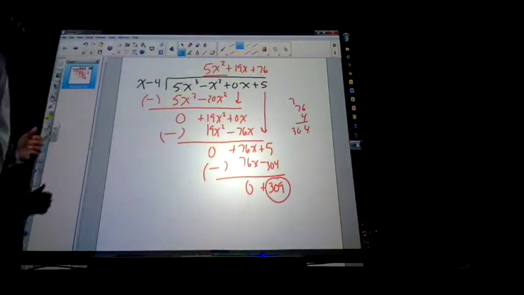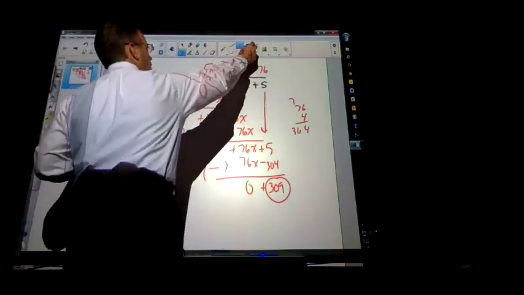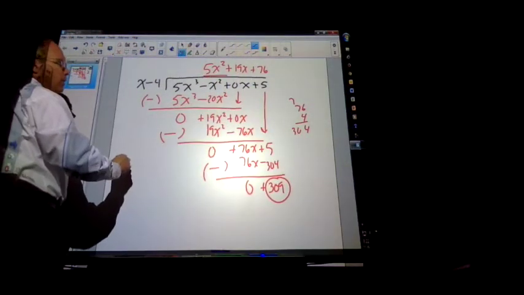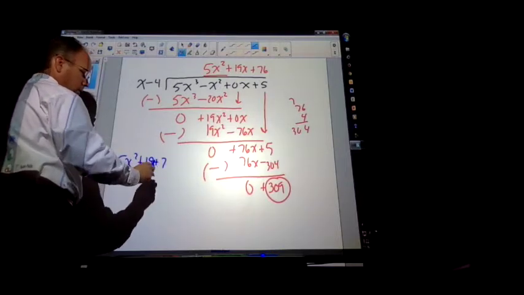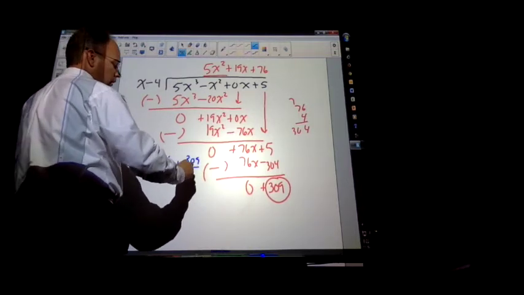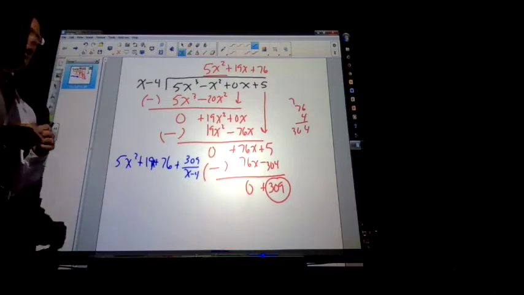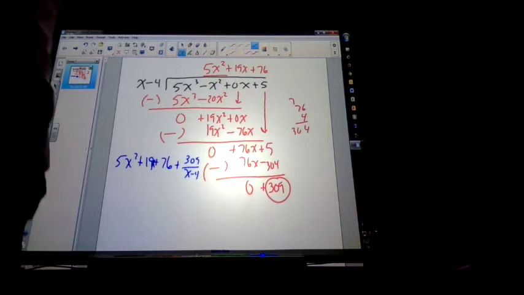How would I keep this? You could leave it like that, showing a remainder down there. It's your choice. You could also show your answer to be this. You could go 5x squared plus 19x plus 76, plus 309 over x minus 4. It's your choice how you want to do this. If you want to leave it as something on top with a remainder below, cool. If you want to put it together, have the remainder plus divided by the divisor, it's your choice.